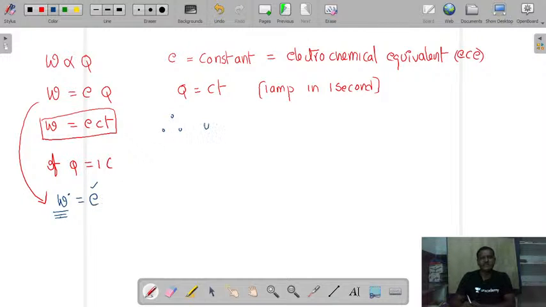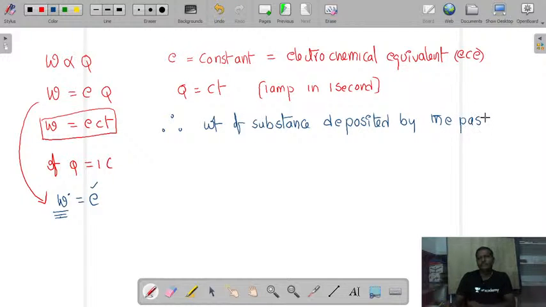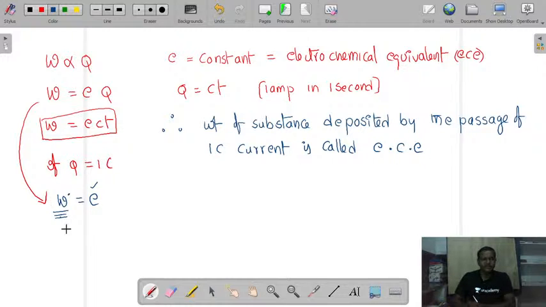Therefore, E is defined as, what is E? Weight of the substance deposited by the passage of 1 coulomb current is called electrochemical equivalent. Okay.